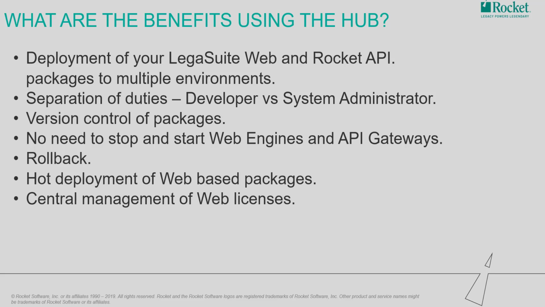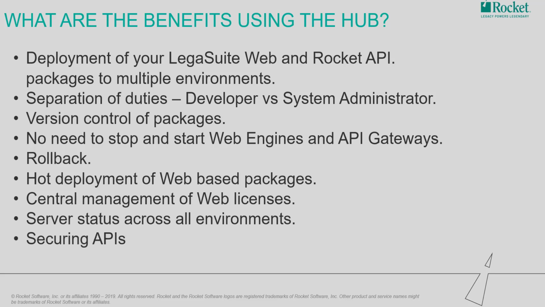You get central management of web licenses. If you've got development, test, and production licenses, you can just have one location to control your licenses. You will get a server status across all environments, so you can see which servers are running and what packages are loaded. And as we've mentioned previously, you can also use the hub via an agent to secure your APIs if you do wish to do so. Lastly, you get an insight into usage, so you can see which users are connected to which hub and so on and so forth.